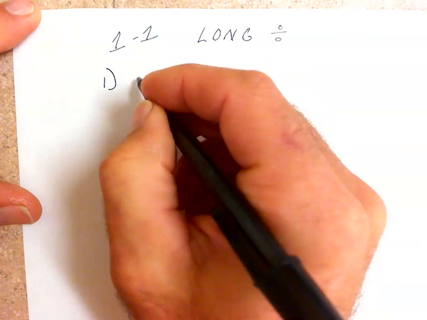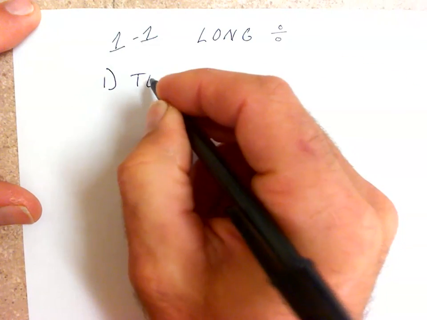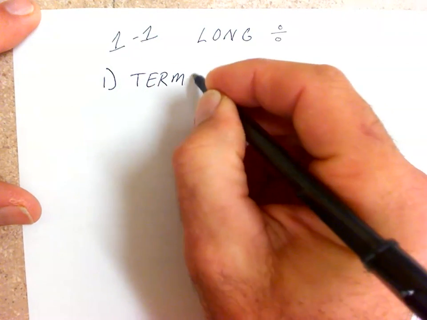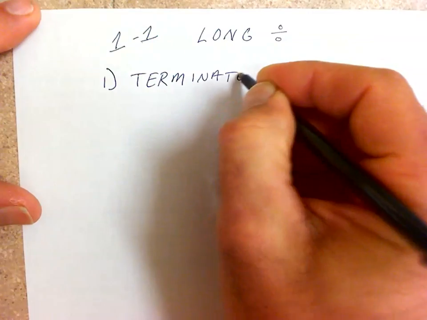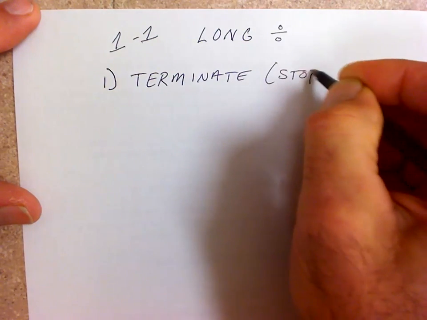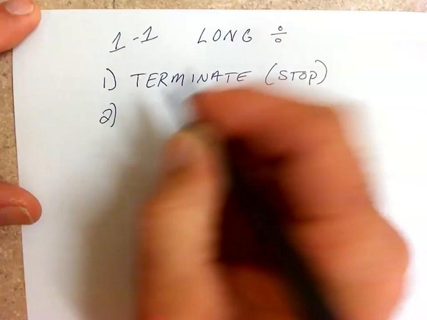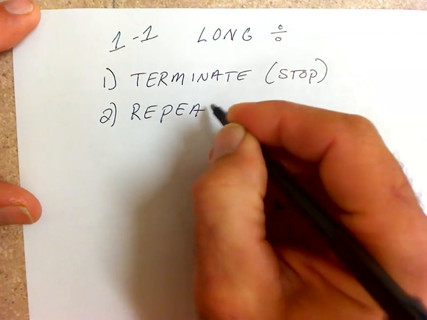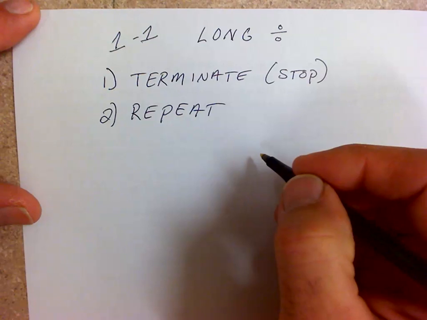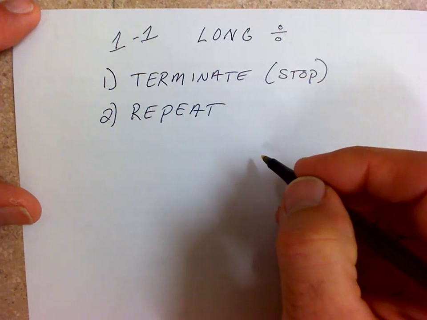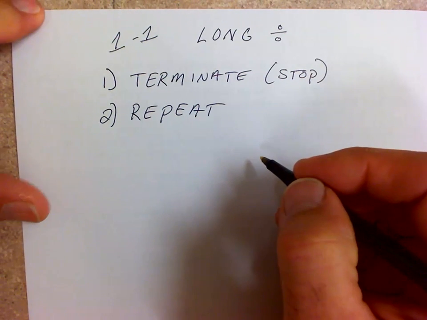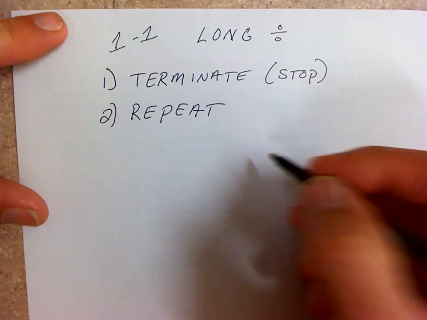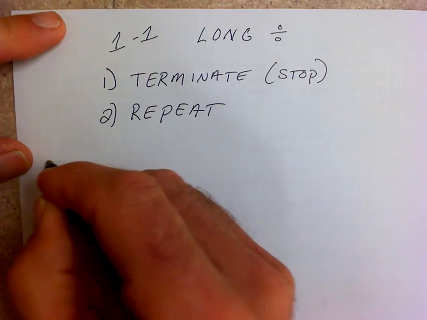Number one, our decimal will terminate or stop. Okay, or number two, the other thing that may happen is our decimal may repeat. And we'll look at a few examples here as we go through. But one of those two things is what should happen when we finish the problem.